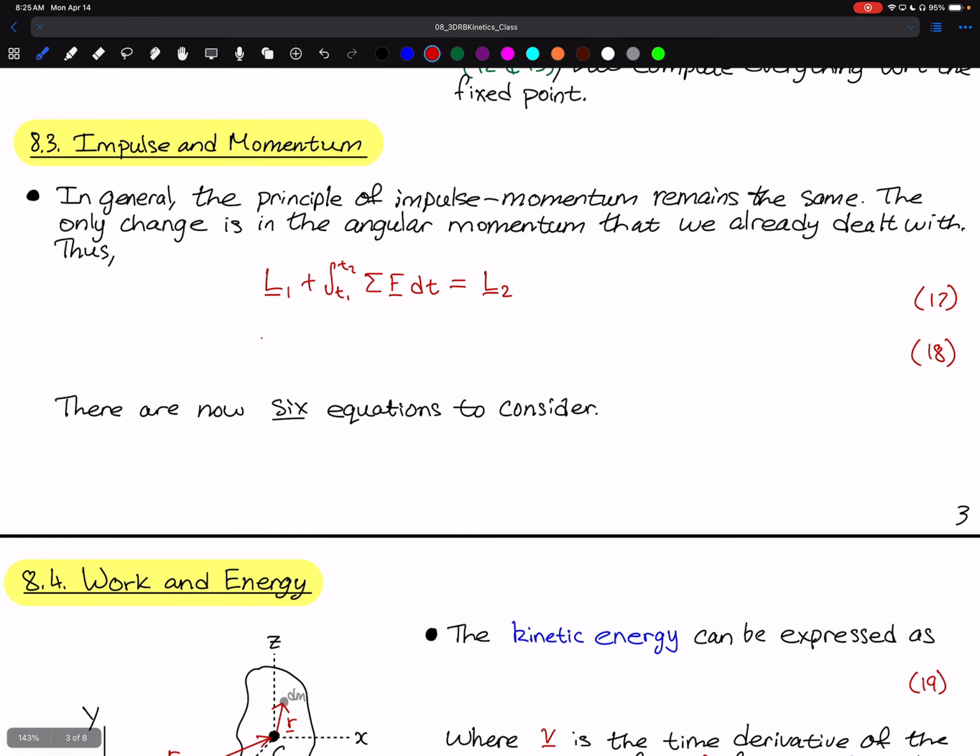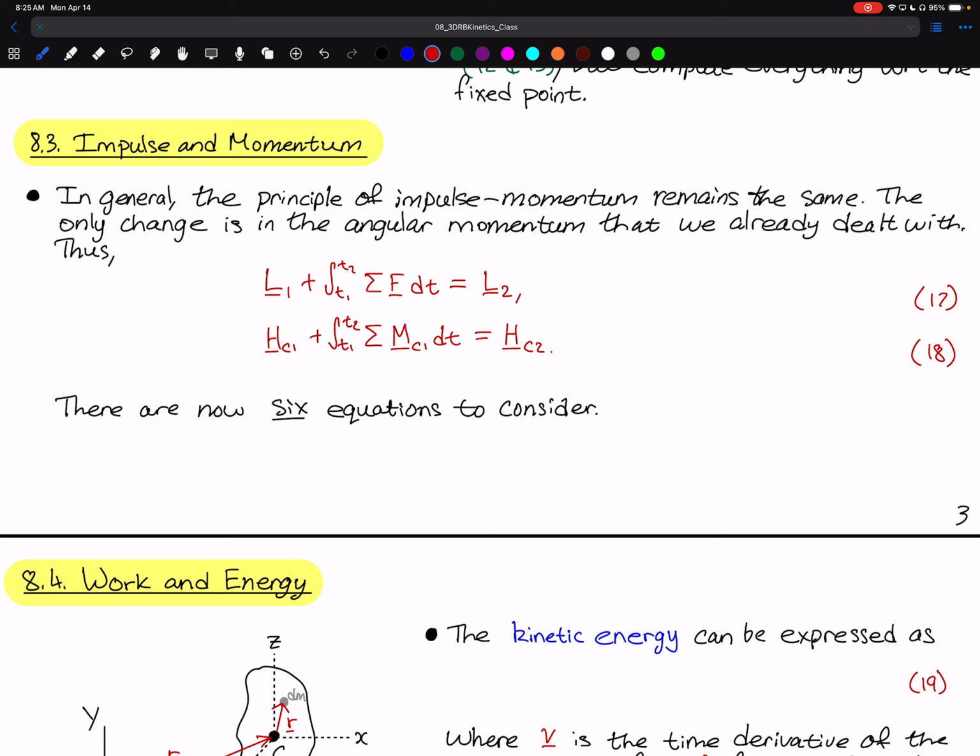We're going to get the same type of equation for the angular momentum. We'll get h sub c1 plus the integral from t1 to t2 of the summation of all of the moments about the center of mass times dt, which is then equal to the angular momentum at time t2. So impulse momentum is exactly what we've done before. We just have a more complicated angular momentum now.